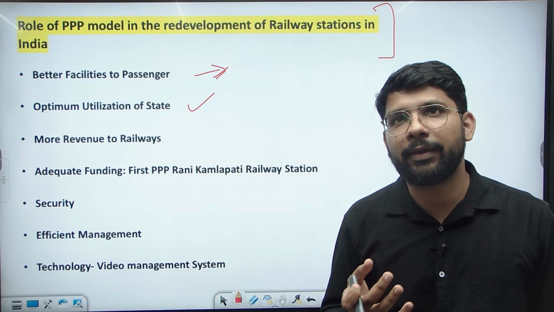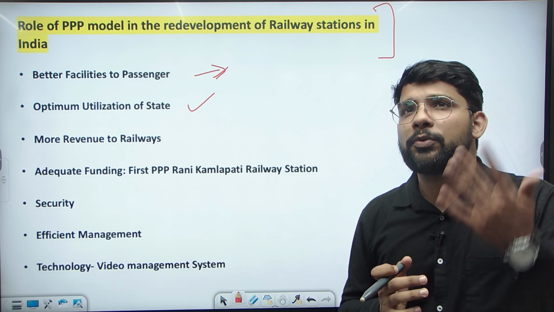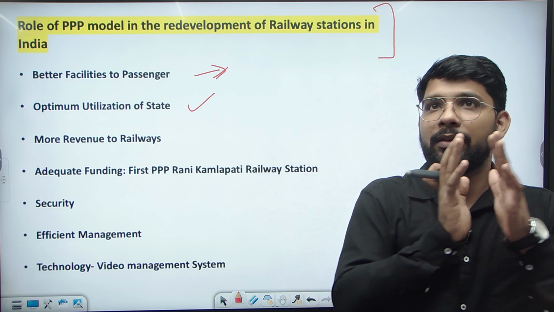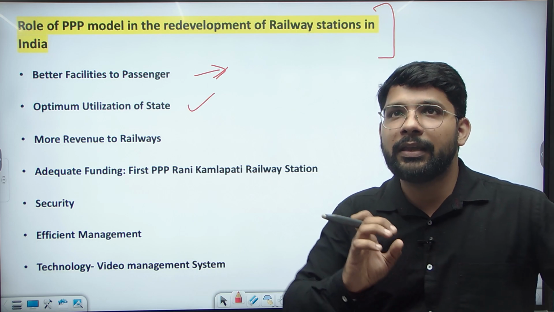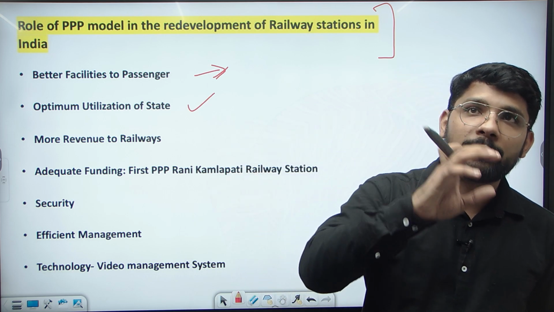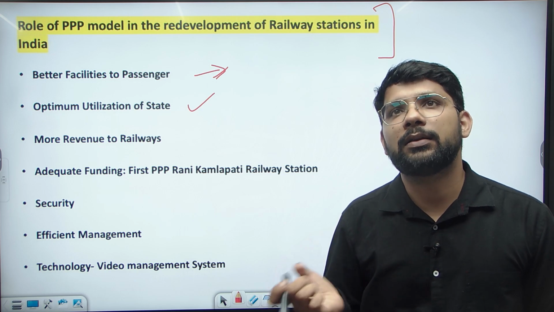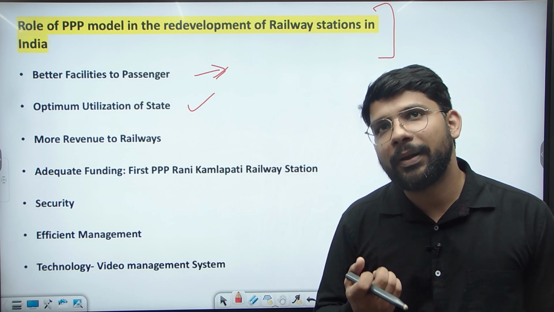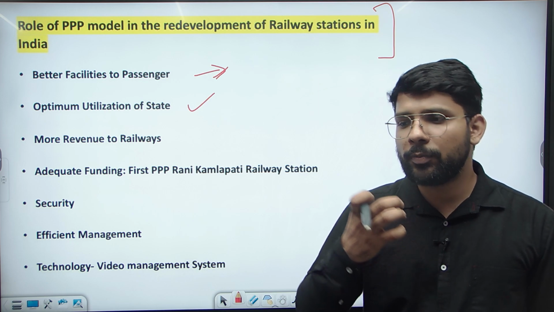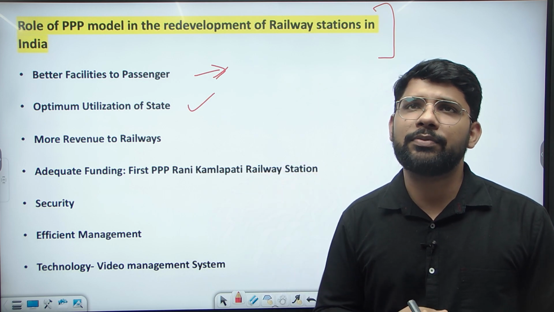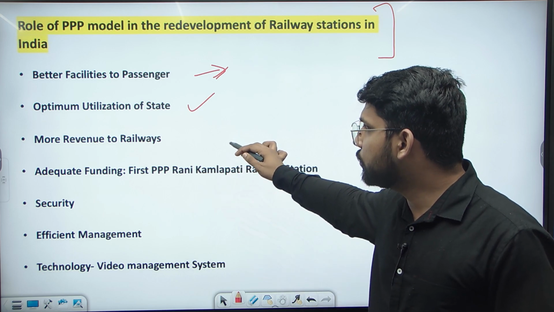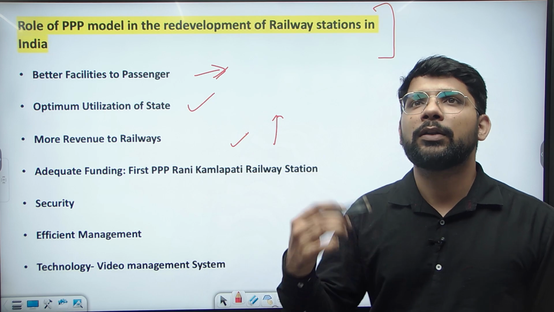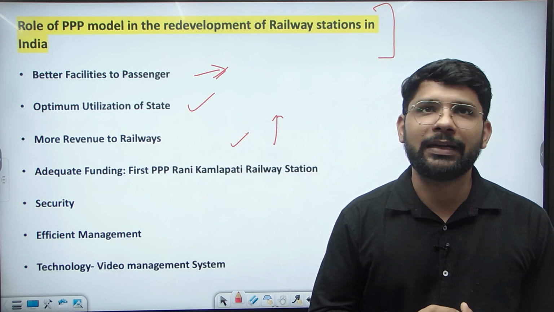More revenue to railways. When new projects are developed on the basis of PPP, they have commercial areas, advertisement areas, cafeterias, and some other shops inside the railway station. So it will increase the revenue of the government in the station. There can also be food cafeterias in the railway station. So it will increase the revenue. Even the passengers will be charged some fees for using these amenities at the railway station.